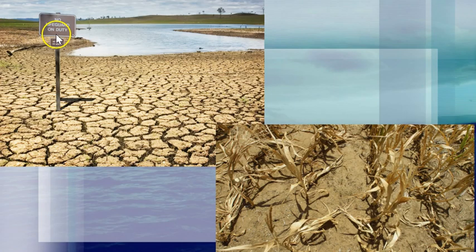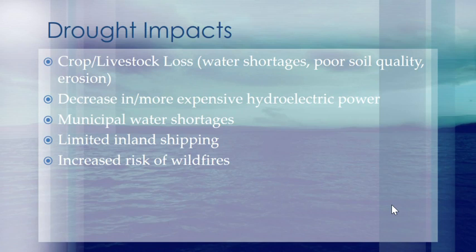And then here are just some pictures of drought because we like pictures. You can see that having a lifeguard on duty probably isn't a problem here, but you can see that this little lake area actually came far up past this sign, and then here of course are crops that just didn't make it. So what are the impacts of drought?